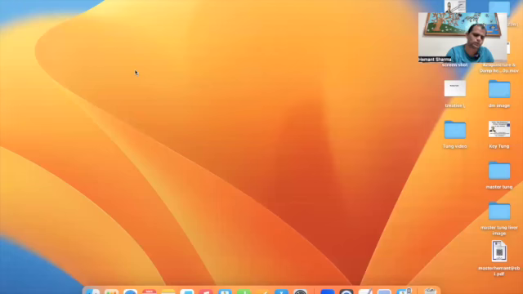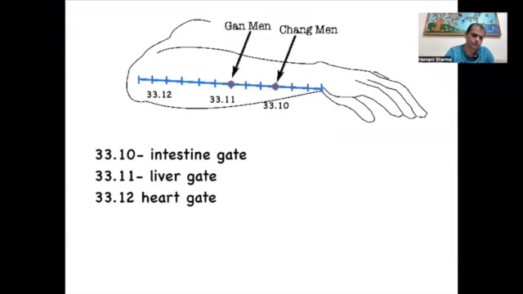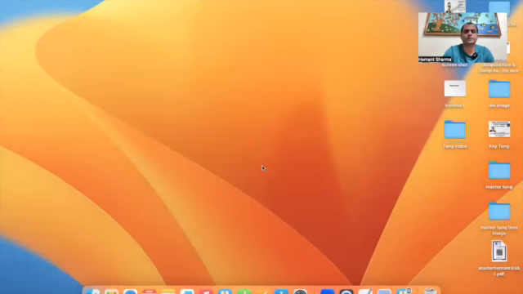Now I would like to move ahead and discuss one more point here. So now I would like to discuss the three gates, right? Three gates means intestine gate, which is a very good point for the intestine. We can treat diarrhea, we can treat constipation, multiple problems having connection with the intestine.